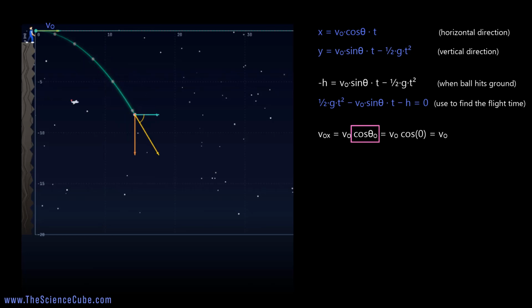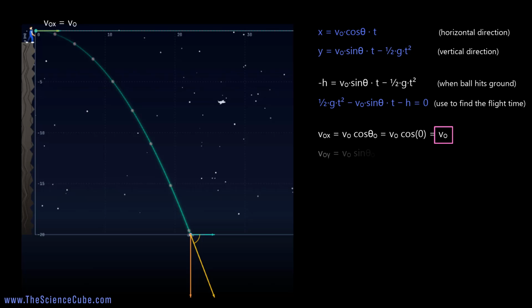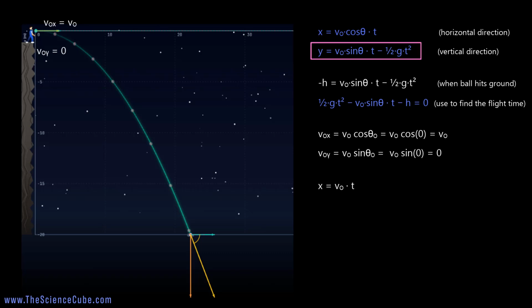Cosine theta equals cosine 0 equals 1. So V0 cosine theta equals V0. That is, the horizontal launch speed is just V0, the full launch speed. And sine theta equals sine 0 equals 0. So V0 sine theta equals 0. This gives the initial vertical velocity as 0. So our two master equations collapse to x equals V0t, y equals negative 1/2 gt squared.